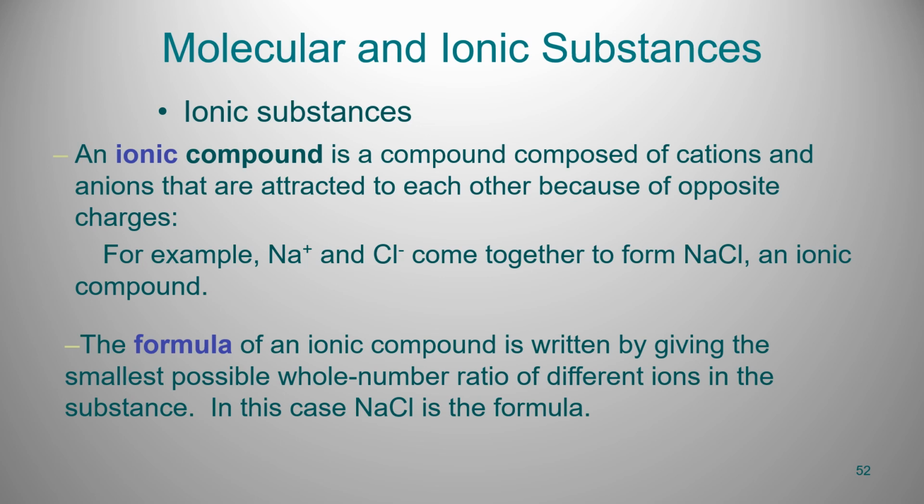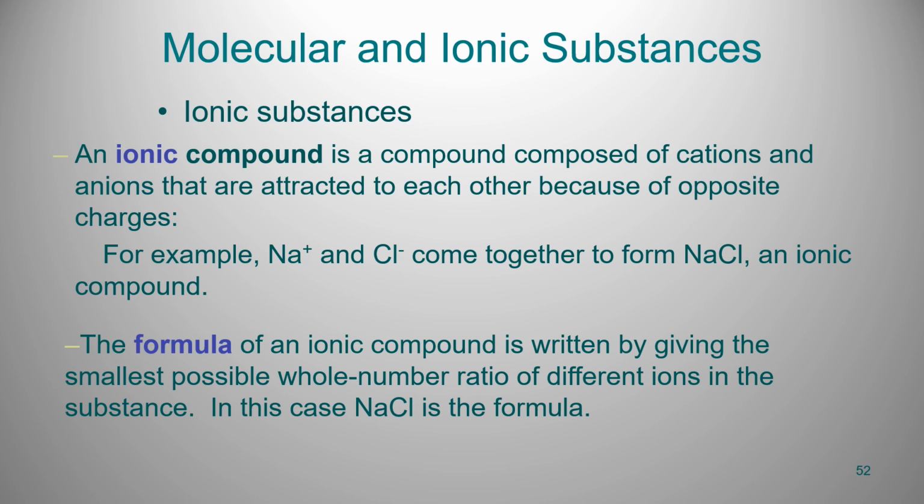Na tends to form a +1. We just saw that because that's in the first column. Cl will form a -1 ion because it's in the 7th column. So we have a +1 ion and a -1 ion. They're attracted to each other, so they will come together and sort of stick to each other, and so they will form NaCl. NaCl is an ionic compound.